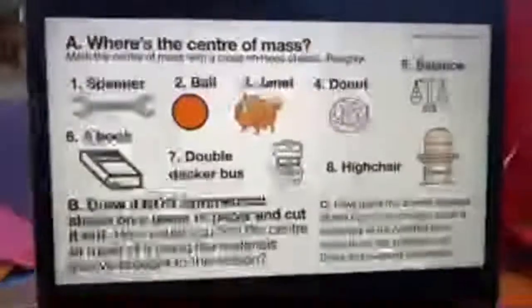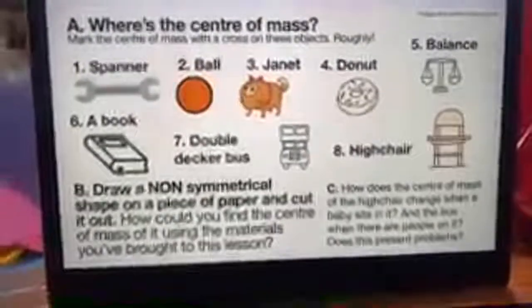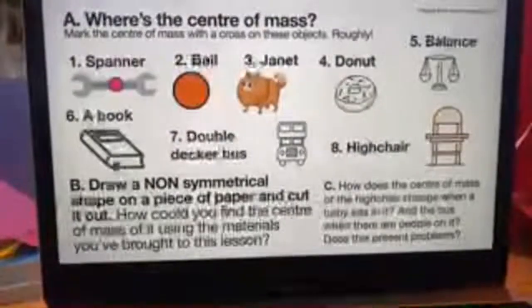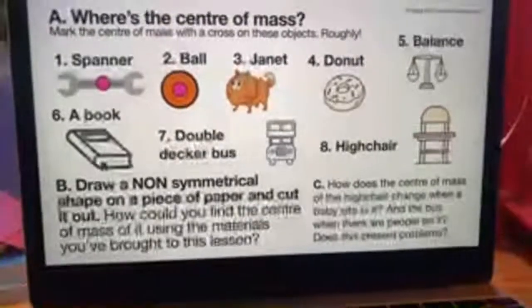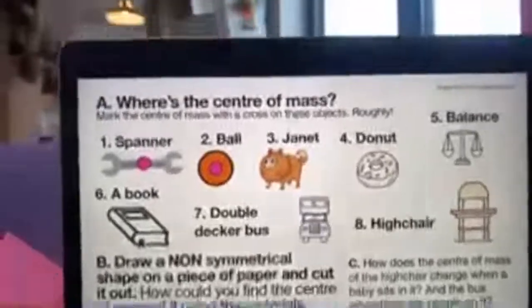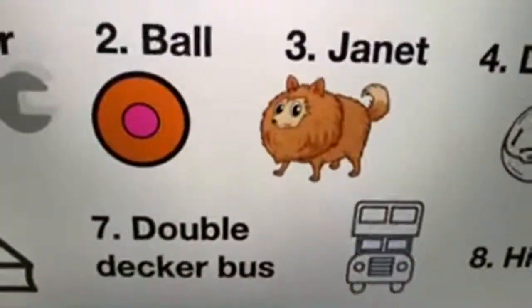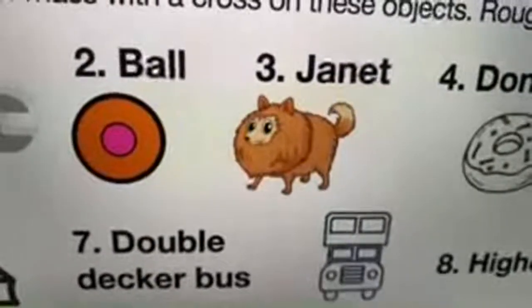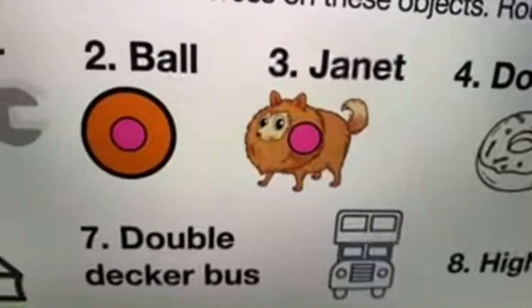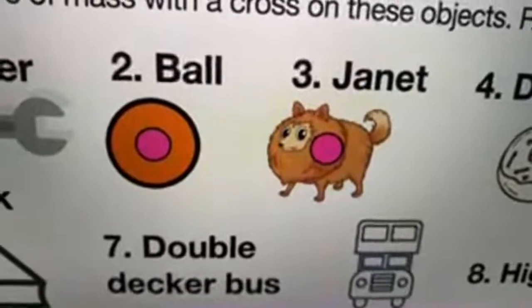Let's go through the answers. The centre of mass of a spanner is in the centre of the spanner. Right, just the handle. It's a symmetrical object, nice and easy. Same with the ball. It's a symmetrical object, so the centre of mass is in the centre. Janet, I don't know. Janet's got some stuff going on. She's got this big furry bit around her neck, but that's not actually going to be very massive, is it? I don't think. It's just hair, not bone. So maybe a little bit further back than you might think on Janet.